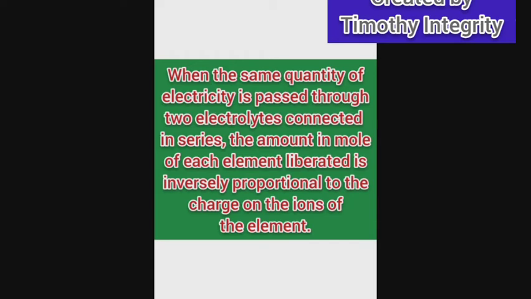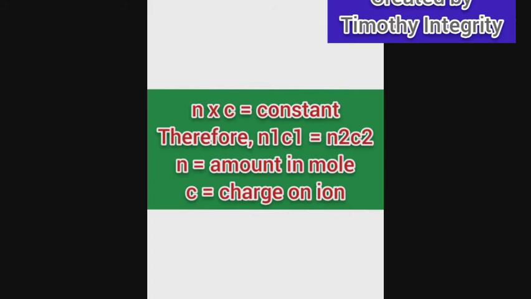So the formula above is constant. Now we have it that nc is constant, such that n1c1 is equal to n2c2. This formula is going to help us in solving problems. Of course, you know that n is equal to m over M, small m over capital M.